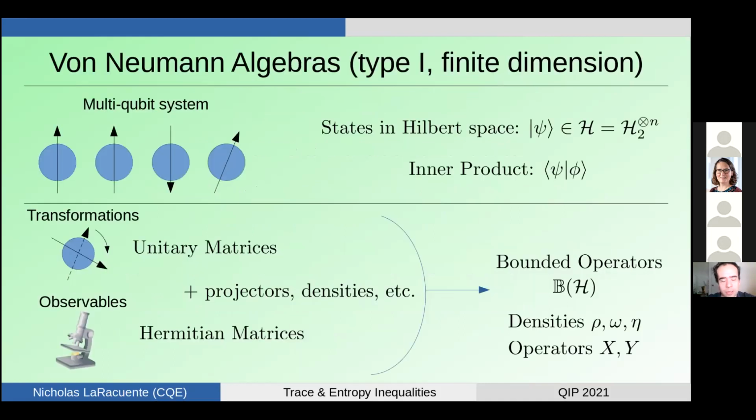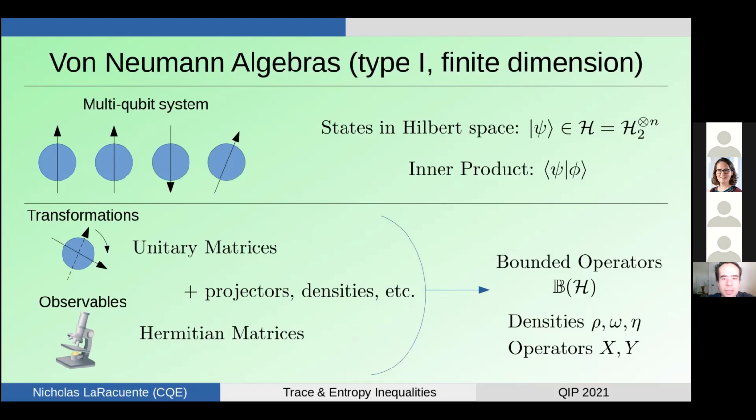And I'd like to start off by introducing von Neumann algebras, which are one of the objects we will consider here, in a very familiar setting. So I'm going to start with finite dimensional von Neumann algebras of what we call type 1. These are algebras on finite dimensional Hilbert spaces. So for a system of several qubits, we can take a multi-qubit Hilbert space that is a tensor product of two-dimensional Hilbert spaces. We, of course, have the usual bracket notation and the inner product.